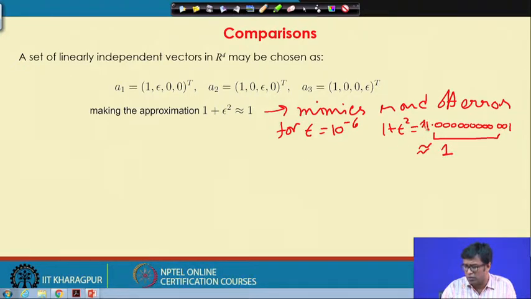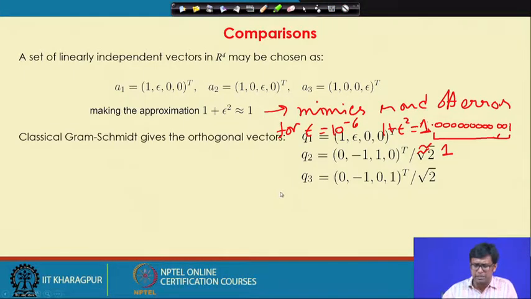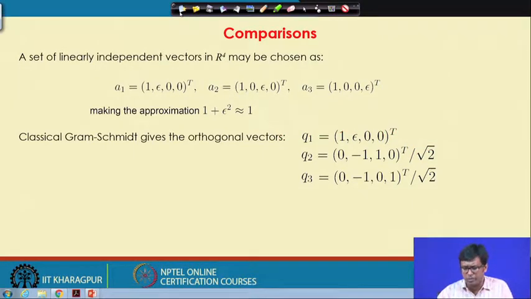So, though this is not any computer implementation, however, we are solving a problem in pen and paper, but we are doing a substitution of round off error here. So, in this case when we apply the classical Gram-Schmidt technique, we get the following orthonormal set of vectors.